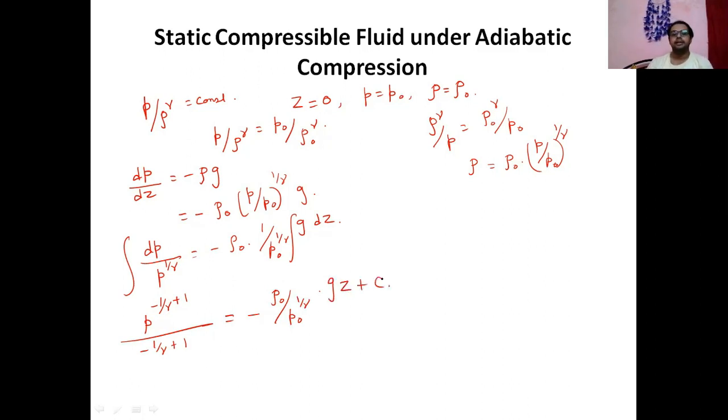We have to find the constant. What is the constant? We find the constant term at z equal to 0, P equal to P0. You put this in, so C will come as P0 in this manner. But before that you have to write the equation, P0 is equal to rho 0 R T0.